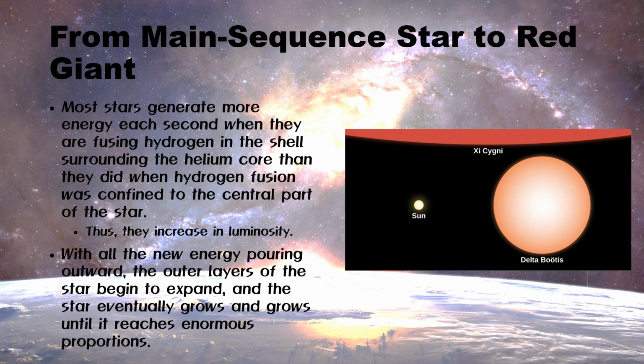As we can see here in this example, we can see our own sun, just for context, and we can see two other stars that are, of course, moving into their red phase, and you can see how much larger they are in comparison to our sun, which is still on the main sequence.